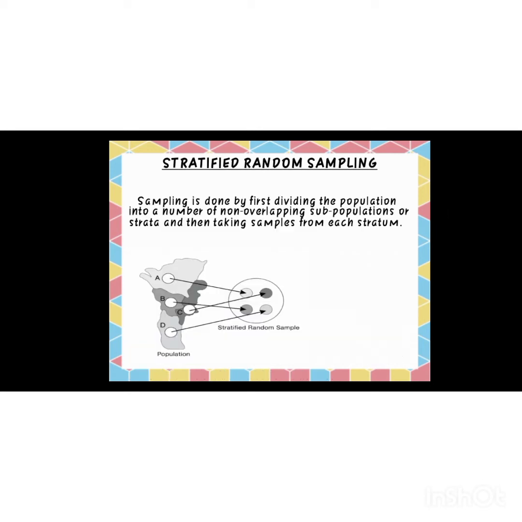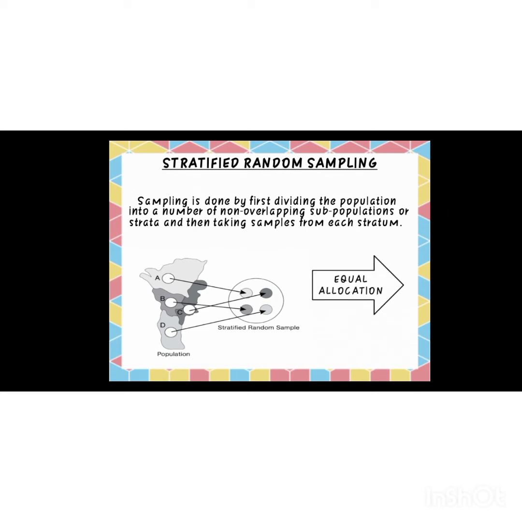Okay, so next, stratified random sampling. When we say stratified random, it is from the word strata, or by group. It is done by first dividing the population into a number of non-overlapping subpopulations or strata, and then taking samples from each stratum. For example, sa Pilipinas po, kukuha ako sa Visayas, sa Mindanao, at saka sa Luzon. So, yung kinuha nyo po, they are called the stratified random sample, and then yung Pilipinas, they are called the population.